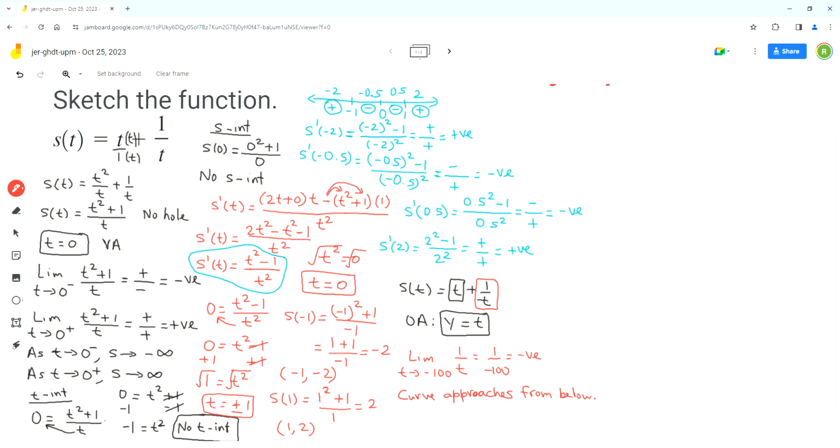Now we can do the test on the right side of the t-axis. So limit t approaches 100, 1 over t. So if we apply the limit, we get 1 over 100, which is a positive value. That means on the right side, the curve approaches from above.